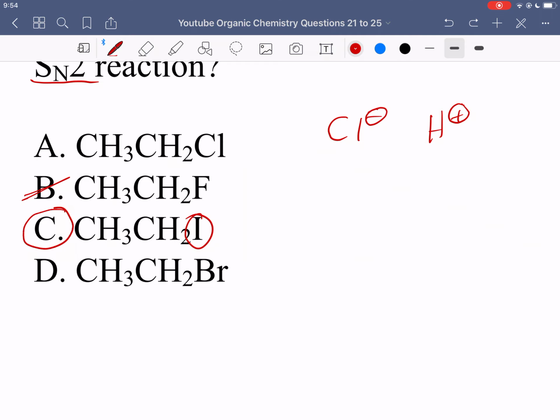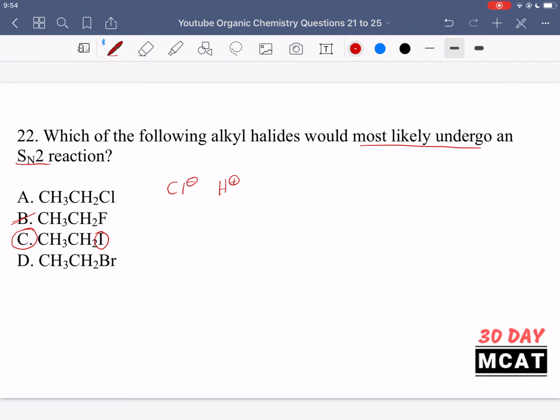Therefore the best leaving group is iodine because it has the weakest bond with the carbon, so it's the most likely bond to be broken, which makes it the best leaving group. And that answers our question: which one of these would most likely undergo an SN2 reaction? It's going to be the one in option C, because iodine is the best leaving group.